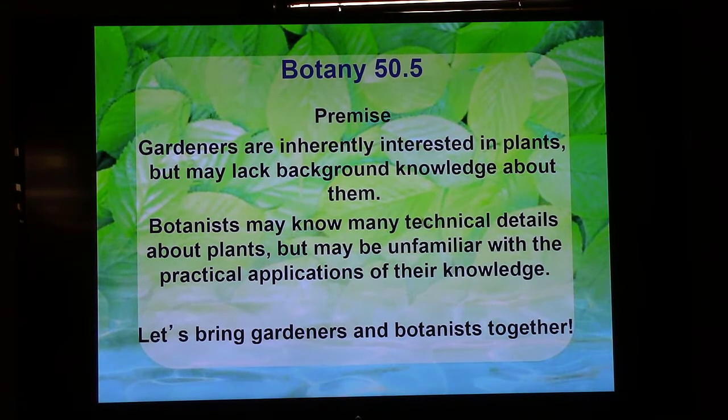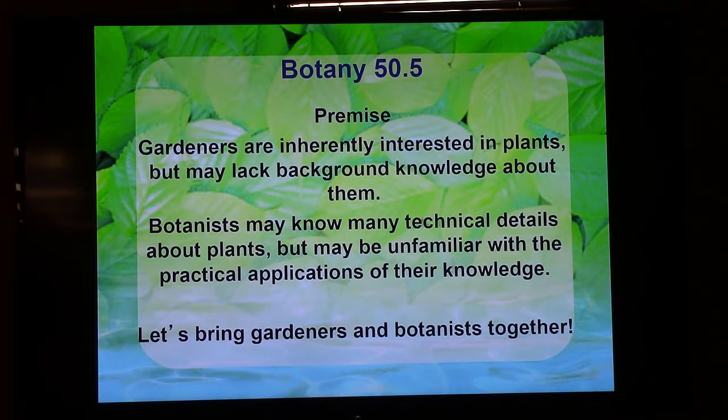Here's the premise that I started with. Gardeners, that's y'all and me, are inherently interested in plants, but may lack background knowledge about them. Botanists may know many technical details about plants, but may be unfamiliar with the practical applications of their knowledge.